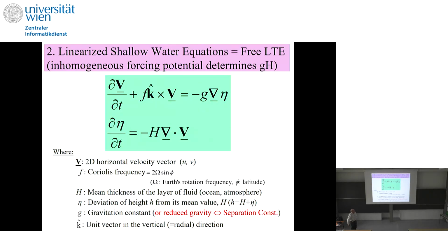Okay, let's go back to the equations. This is their form, just in case you don't remember what I said on Monday. Arthur wasn't here on Monday. This is the shallow water equations in vectorial form. There are no coordinates in here, and V is the two-dimensional field, G is the gravitational acceleration, eta is the deviation from H, and K is the unit vector in the radial direction, in our case going out of the sphere.